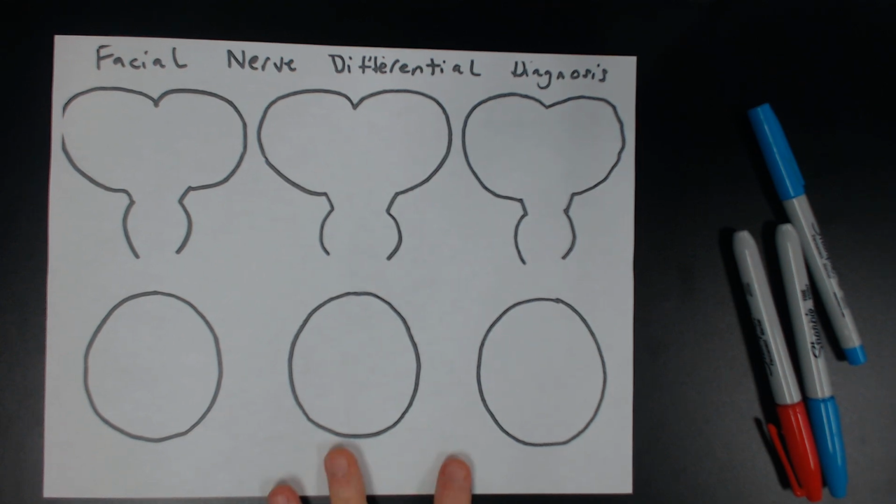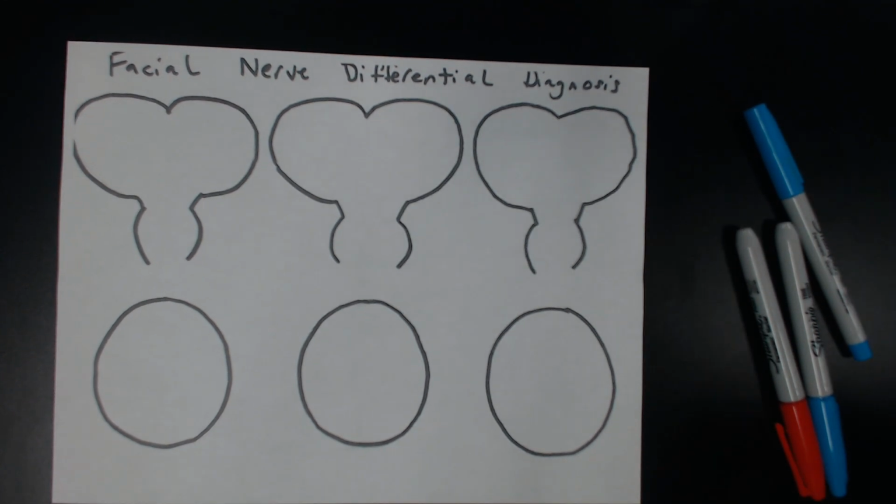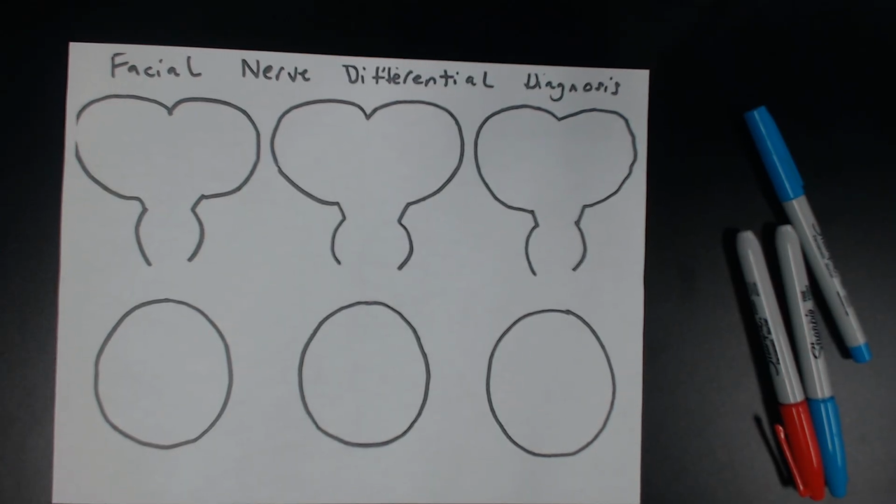Facial nerve differential diagnosis, okay? This, like I said previously, is going to be the only motor nerve that isn't taken care of bilaterally. Okay, it's a different presentation if you have an upper motor neuron lesion versus a lower motor neuron lesion.